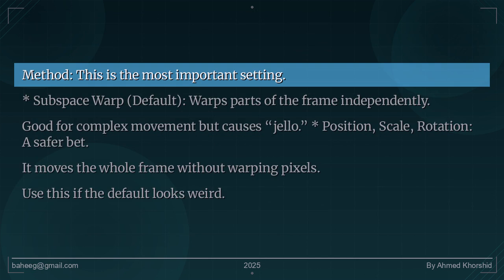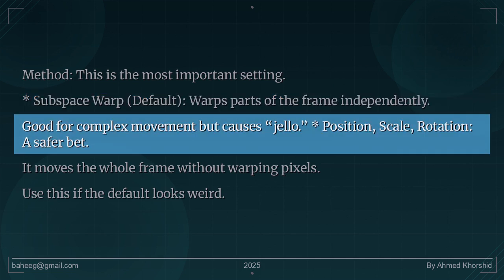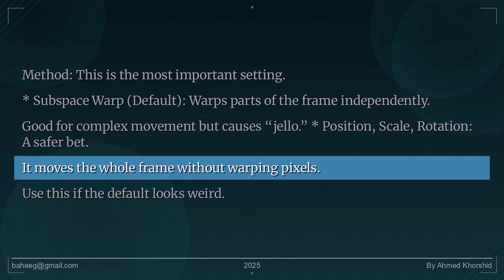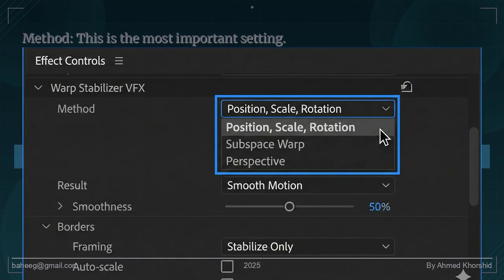Method: this is the most important setting. Asterisk subspace warp, default, warps parts of the frame independently. Good for complex movement but causes jello. Asterisk position, scale, rotation, a safer bet. It moves the whole frame without warping pixels. Use this if the default looks weird.